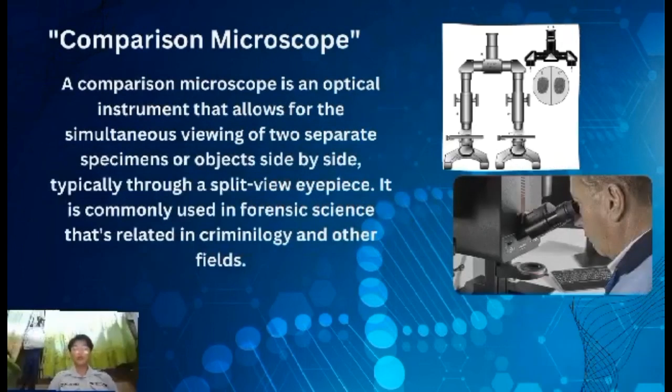In the comparison microscope, a comparison microscope is an optical instrument that allows for viewing of two separate specimens or objects side by side, typically through a split view eyepiece. It is commonly used in forensic science, criminology, and other fields.